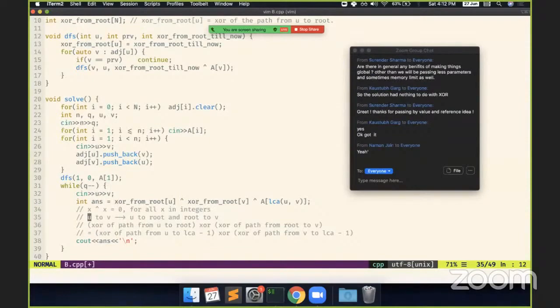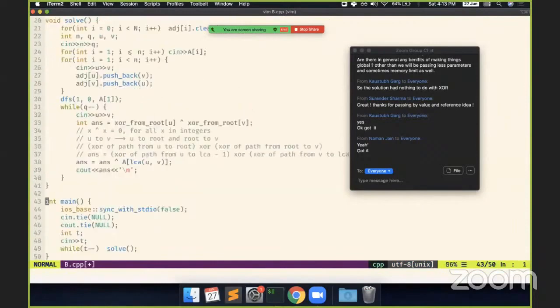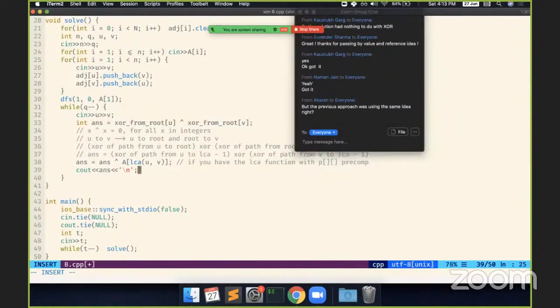So that's why you need to eventually XOR again with the LCA, because the LCA is not included. If you just do the first two XORs, your answer will be just the XOR of the path from U to LCA minus one, XOR the path from V to LCA minus one, but you won't have the LCA itself. So you need the LCA also. In the last statement, answer is equal to answer XOR A of LCA of U, V. Obviously I deleted the LCA array and everything, but if you have the LCA function with P, recomp, then just use it. This won't work right now, but that's the idea.